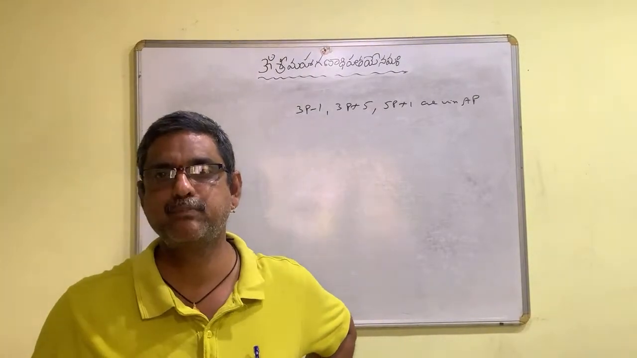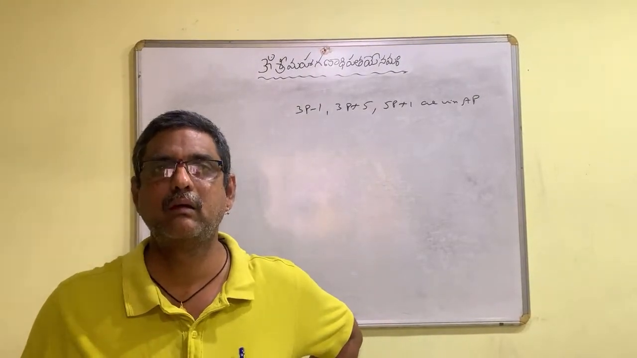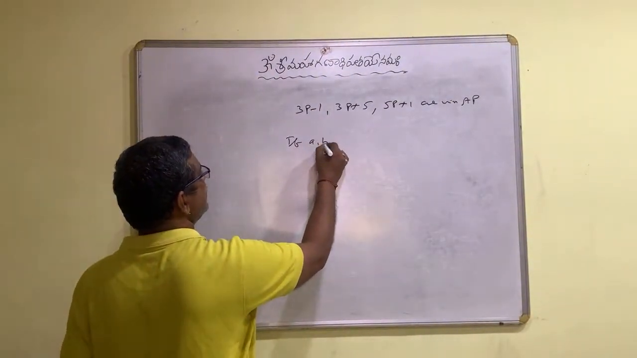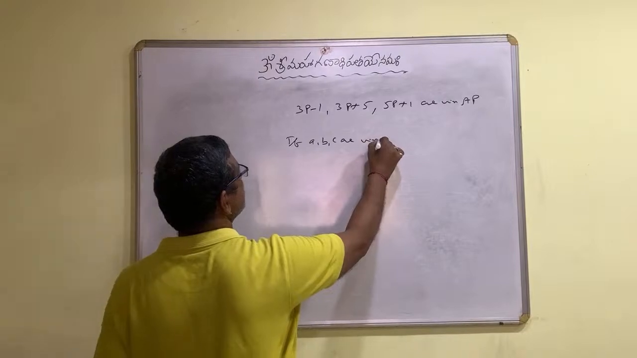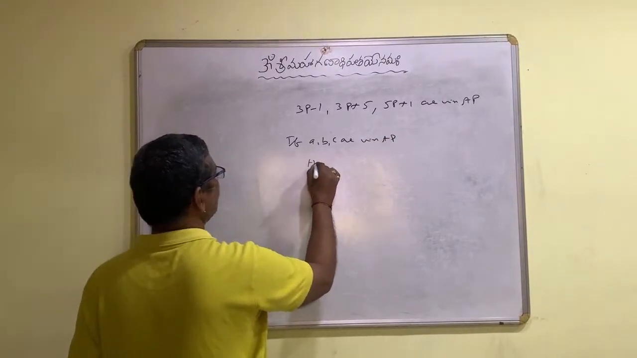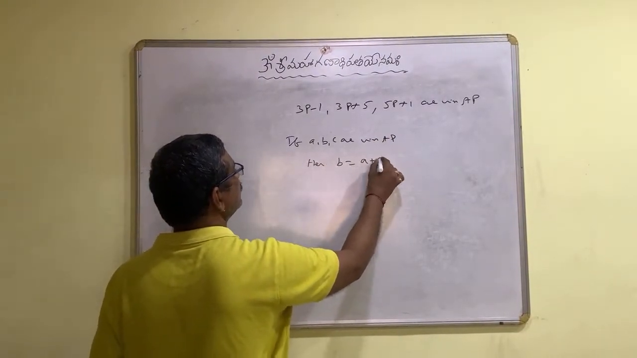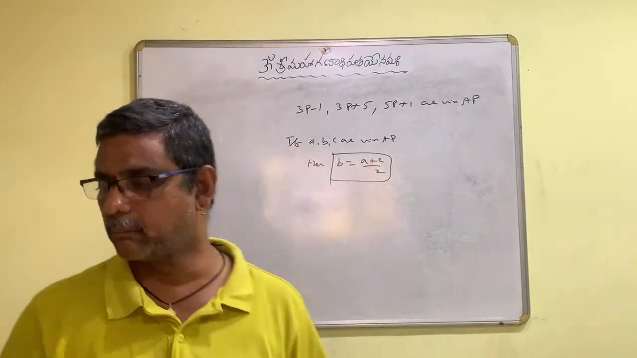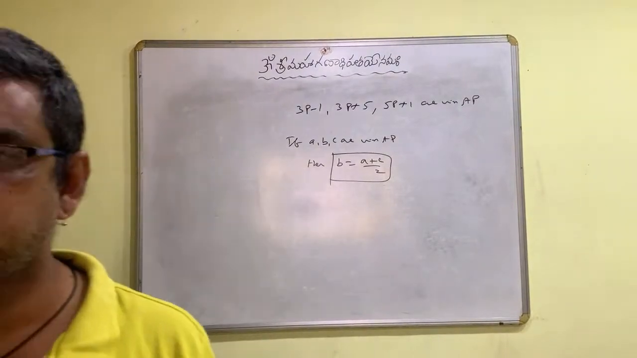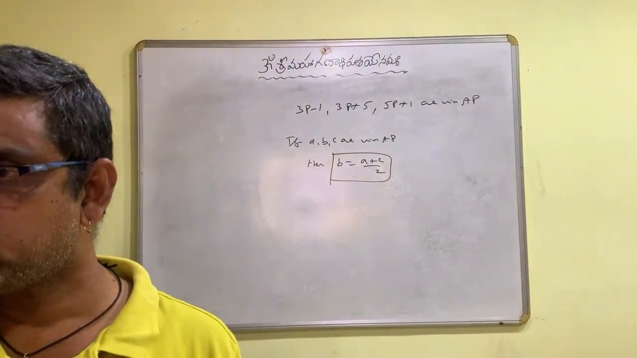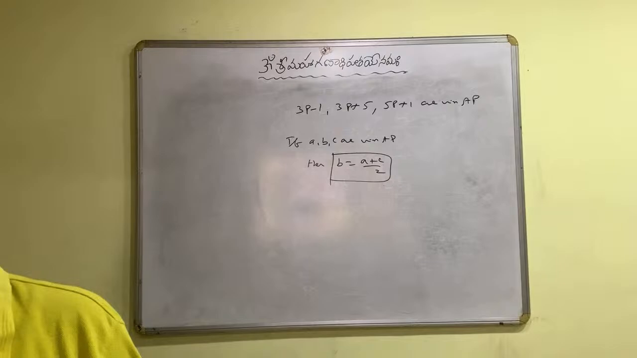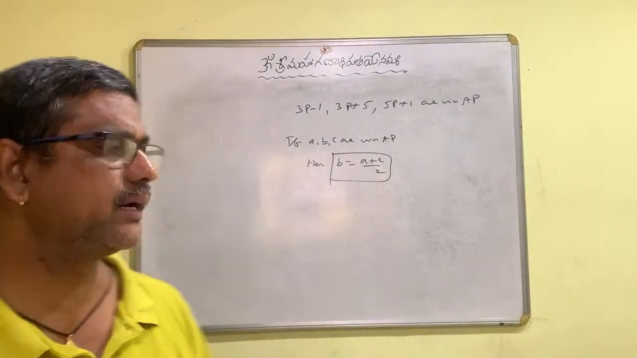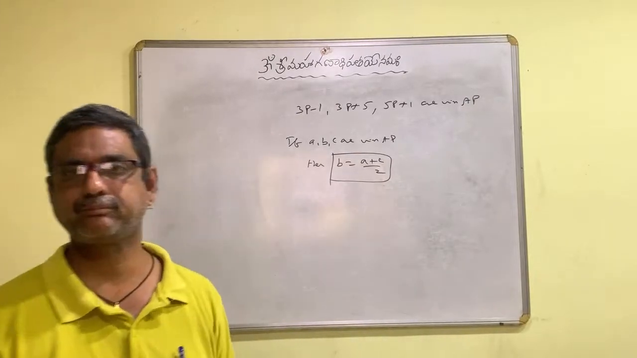See, if three terms are in AP, then B is equal to (A plus C) by 2. Remember this, children. You can do like that also, or directly you can use this part.